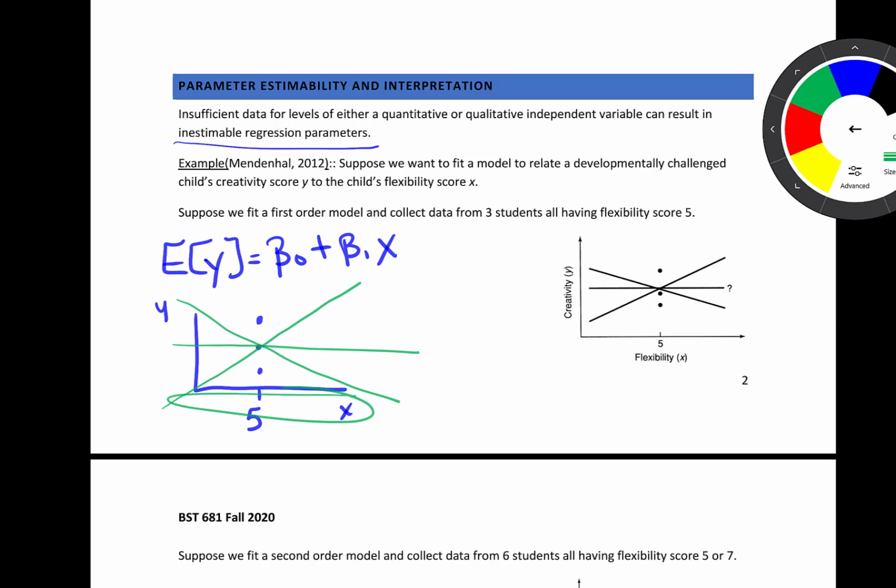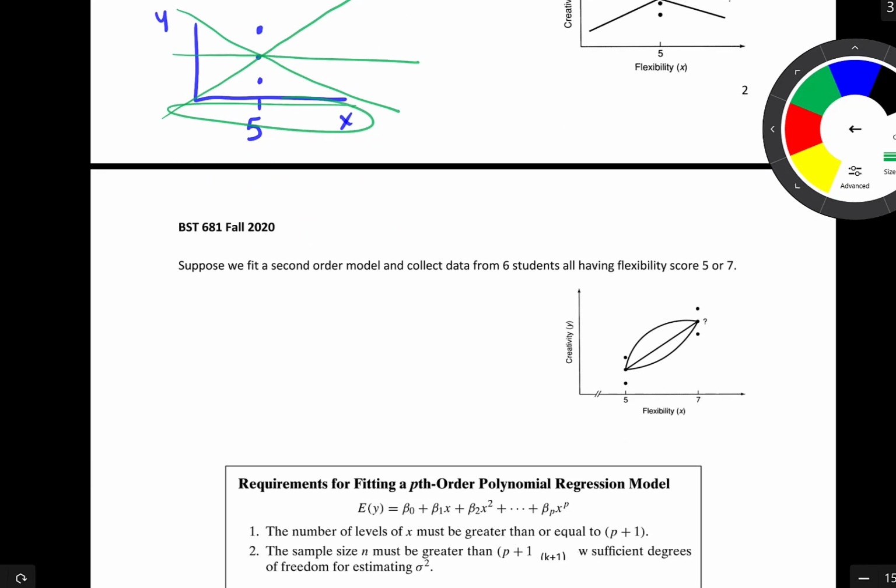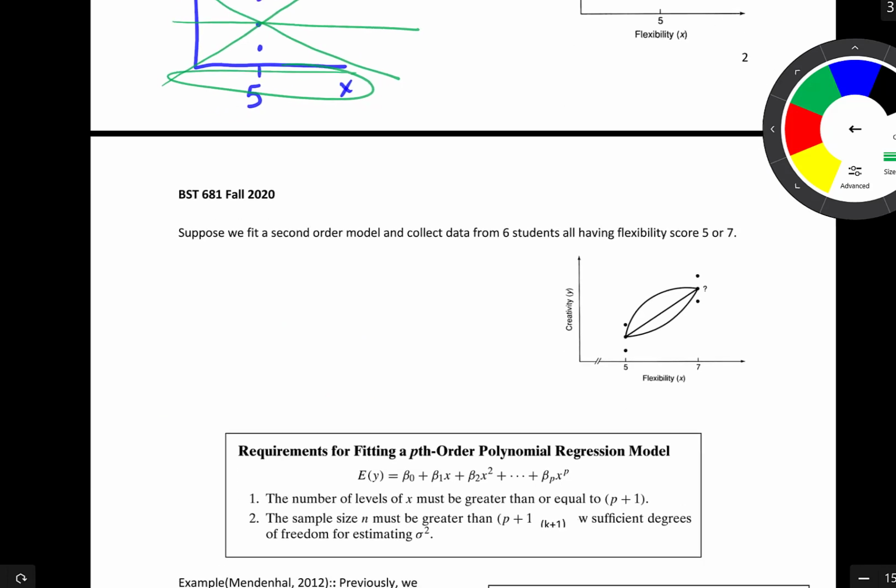So the parameters of the straight line model cannot be estimated when all of the data are in a straight vertical line. We need at least 2 x values, and so this would be a case where the parameters are not estimable. Suppose we wanted to fit a second order model and collect data from 6 students, all having flexibility score 5 or 7. So notice in this case we do have variability in x, but since now we're going to fit a second order model, we have the exact same problem.